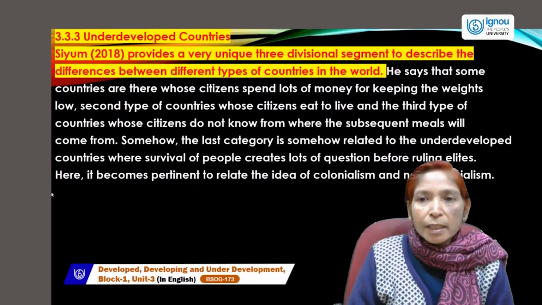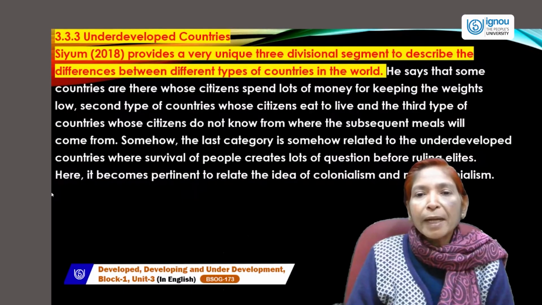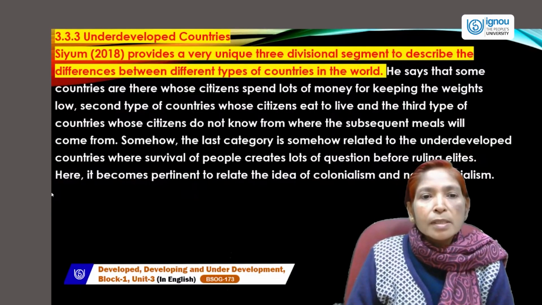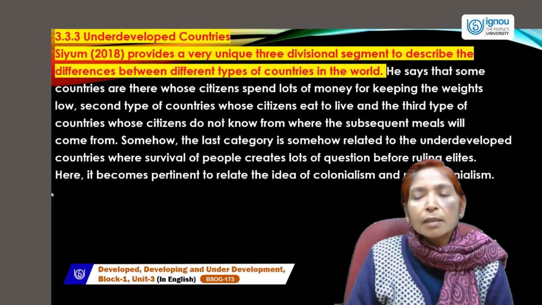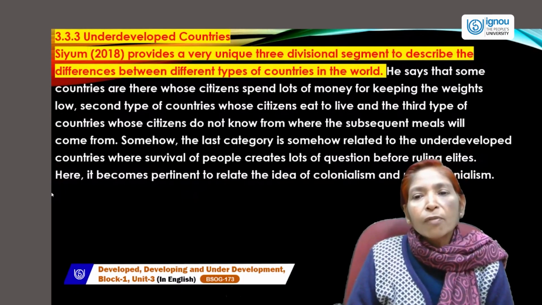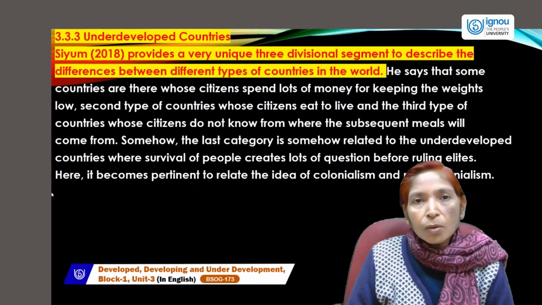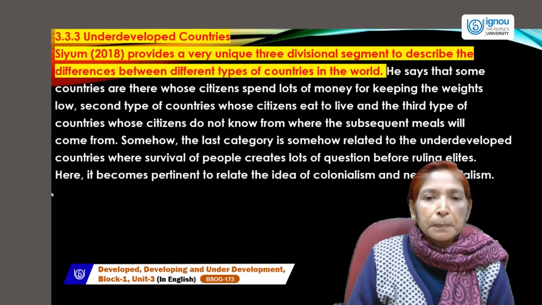CM in 2018 says that some countries are there whose citizens spend lots of money for keeping the weight low. Second type of countries whose citizens eat to live, and the third type of countries whose citizens do not know from where the subsequent meals will come from. Somehow, the last category is related to the underdeveloped countries.